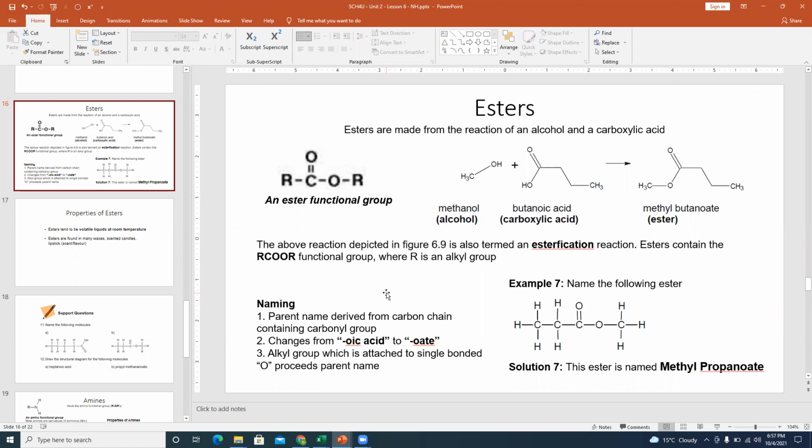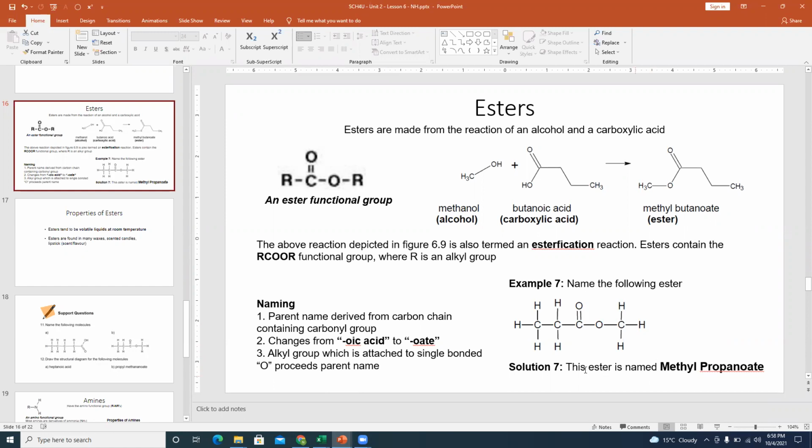And how do you go about naming these esters? The parent name is derived from the carbon chain containing the carbonyl group, and that name then changes from "oic acid" to "oate." The alkyl group, which is attached to the single-bonded O, precedes the parent name. So for example, if you have this structure over here, first of all, there's an alkyl group on this side and another alkyl group on this side. And in the middle, you have this COO, and there's an R group here and an R group there. So right away, you recognize that this is an ester.